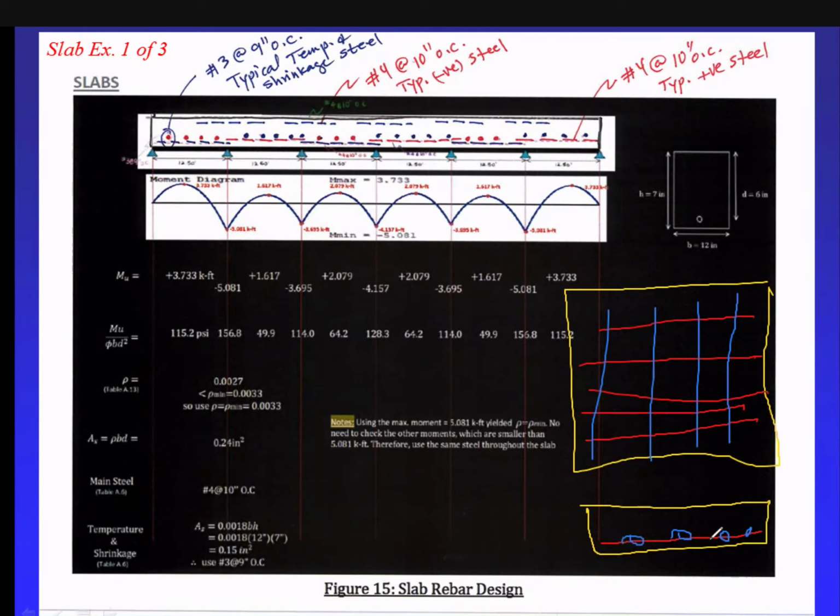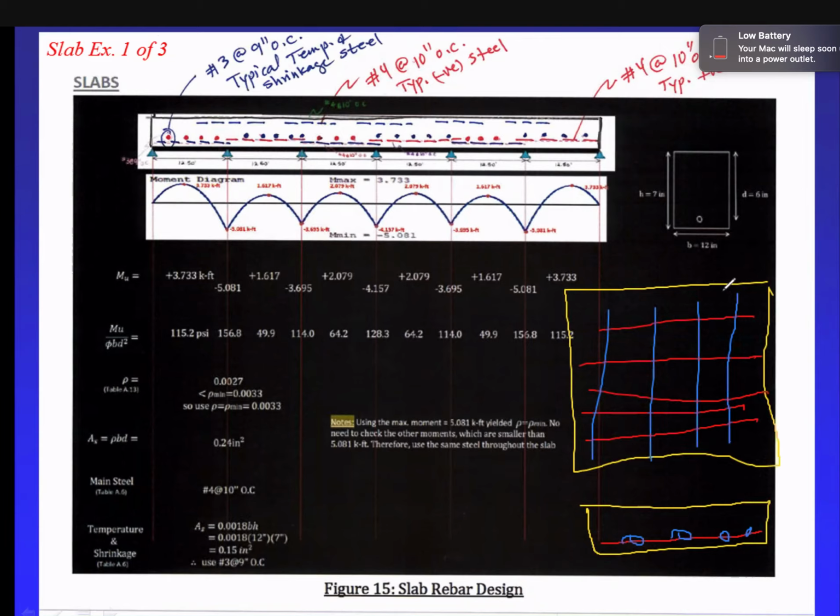We put it over the main steel. So that's what I see, those dots. See those dots? That is the typical temperature and shrinkage steel. We put them here, we put them there, and so on. I changed the colors so you can see the bars, but they're all the same. All right, any question on that?